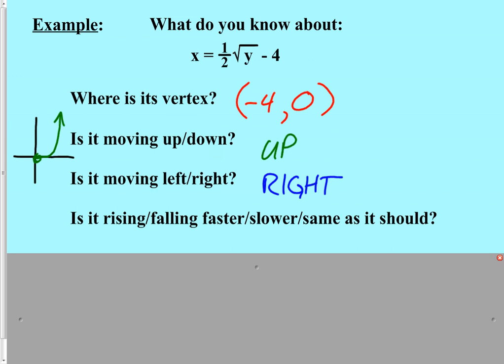Now we already know that it's rising, so it's not a question of whether it's rising or falling. The question is, is it doing this faster or slower or at the same speed that it should be doing it? Well, once again, like the other one, we have a fraction in front of our square root. So we have a number smaller than 1. It's going to slow our graph down. So that means we would select slower, because it is moving at a slower rate than it should going to infinity.